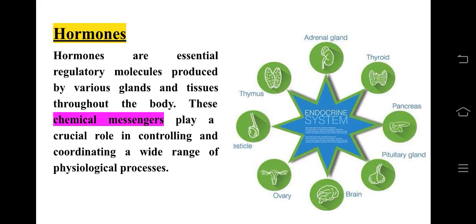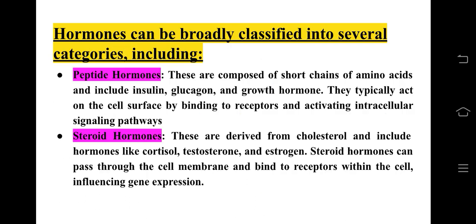First, let's have a quick introduction about hormones. Hormones are essential regulatory molecules produced by various glands and tissues throughout the body. These chemical messengers play a crucial role in controlling and coordinating a wide range of physiological processes. So, hormones are nothing else but chemical messengers.